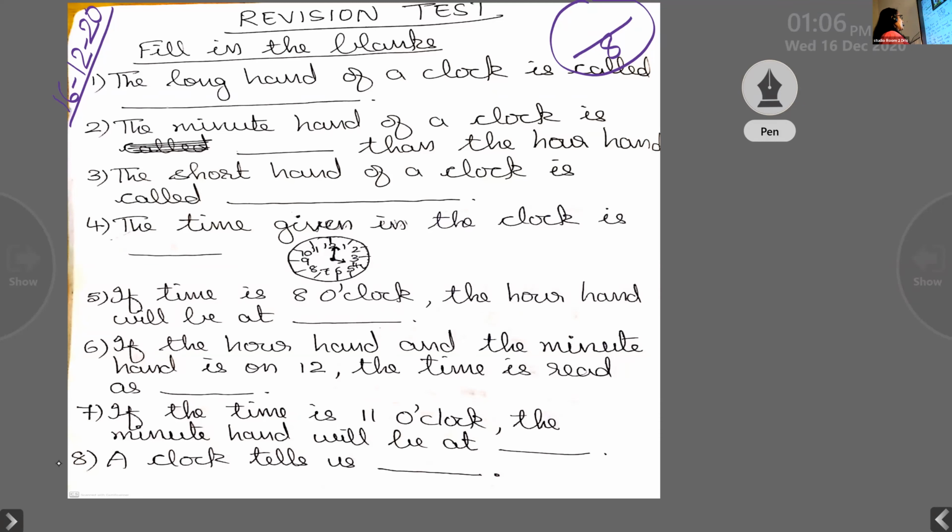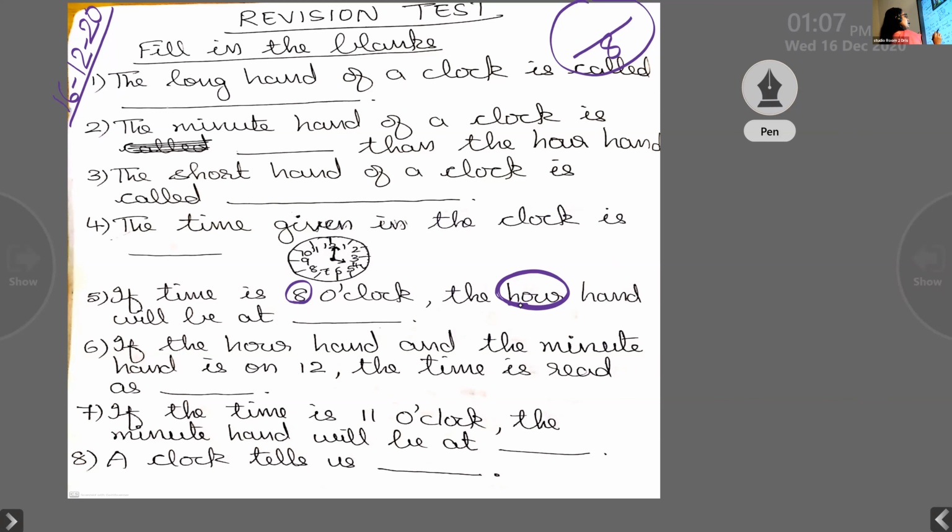Fifth one, if time is 8 o'clock, the hour hand is at dash. Suppose the time is 8. The hour hand will be at which number?